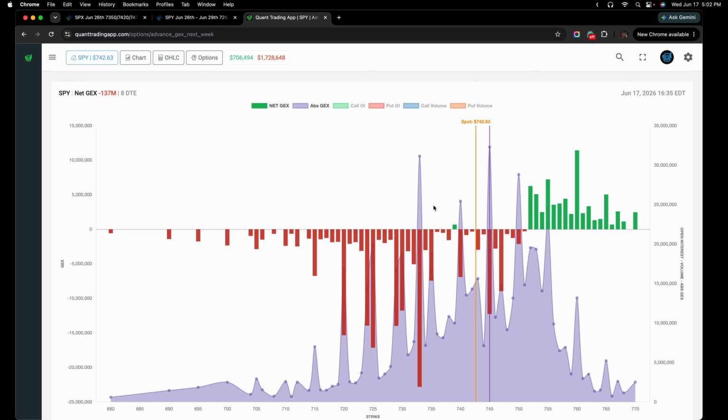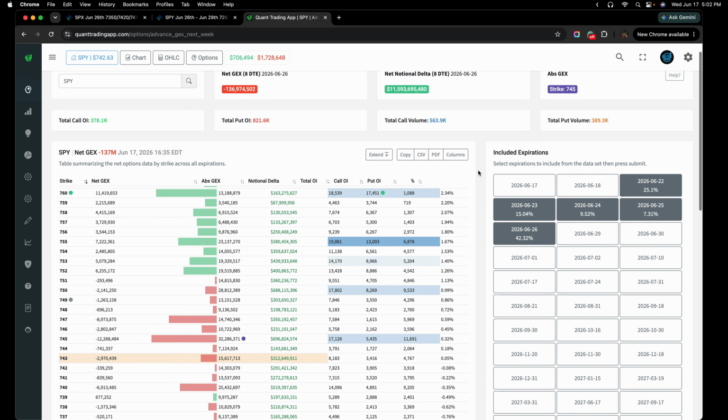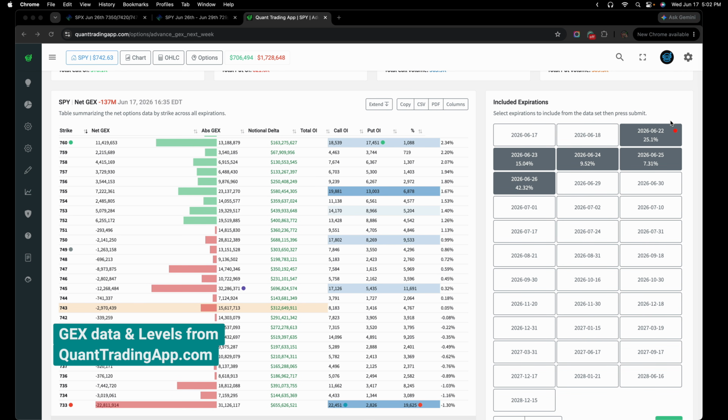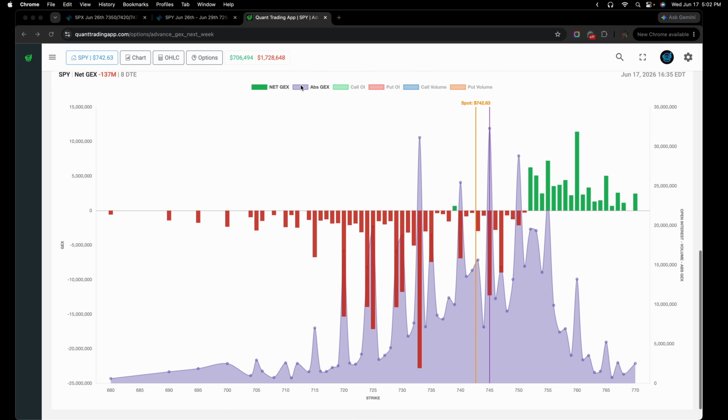That is generally where I will look at tools like the gamma exposure profile. This is Quant Trading App's advanced gamma tab. This is the gamma exposure for next week's expiration. So this is Monday, Tuesday, Wednesday, Thursday, Friday. So as I look at the profile for next week, I'm also going to take a look at the absolute gamma. And if this is where the current price is for the SPY, the market's closed.